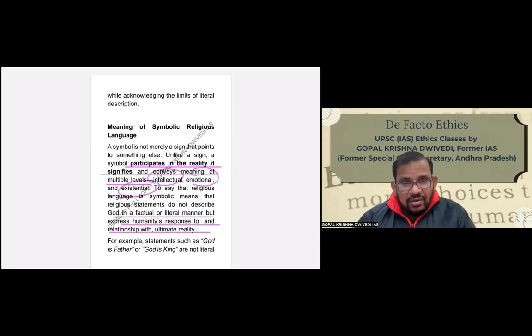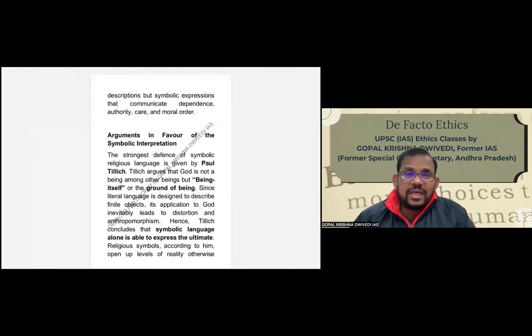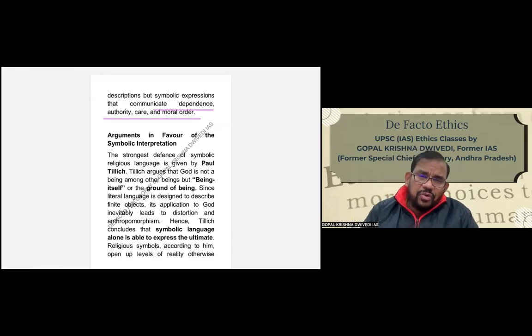For example, God is Father or God is King is not meant in a literal sense. Otherwise, it will turn into anthropomorphism. But it is a symbolic expression that communicates dependence, authority, care, and moral order. Now, the question, if you remember, was: is religious language symbolic? So this is a very brief introduction. Now let us see what the arguments are in favor of religious language being symbolic, and what the arguments are against, and then we'll try to critically evaluate that.